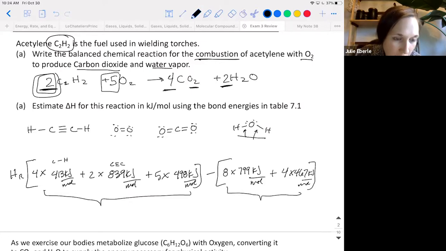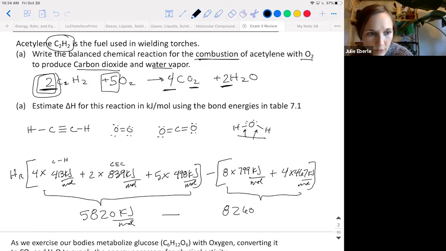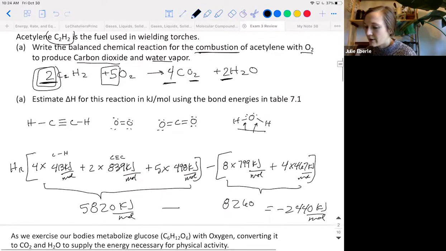So, okay, Jenna got negative 2,440, and so did Abby. And they got that by doing the 5,820 kilojoules per mole minus, on the product side, it was 8,260. And therefore, we got overall negative 2,440 kilojoules per mole. Any questions on those? I feel like we have practiced and practiced and practiced these a ton. So I hope y'all are comfortable with them. We'll for sure have a problem like this on the exam.